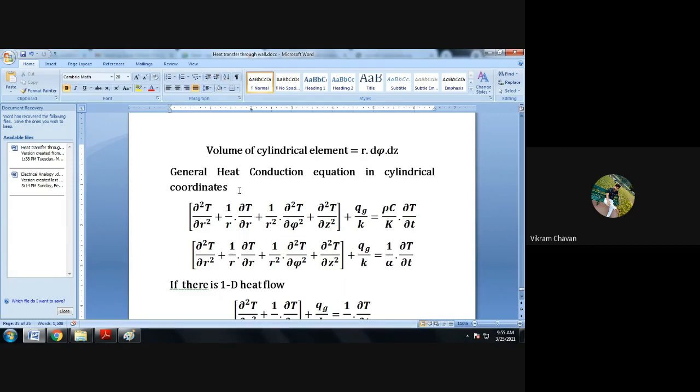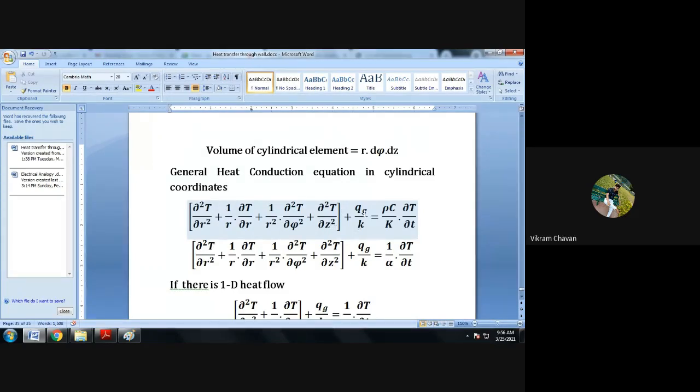In a cylindrical coordinate system, the temperature will change with respect to r, with respect to phi, and with respect to z. So we have written this equation: the temperature change with respect to r, that is ∂²T/∂r², plus 1/r multiplied by ∂T/∂r, plus 1/r² multiplied by ∂²T/∂phi², that is the temperature change with respect to phi, plus ∂²T/∂z². This is the temperature change with respect to the z axis.